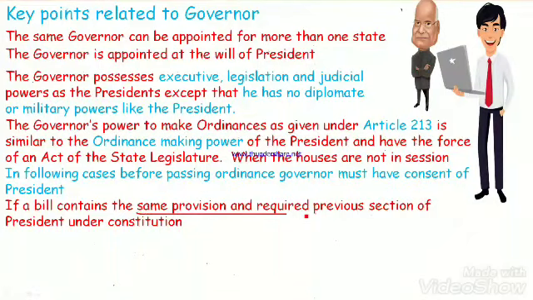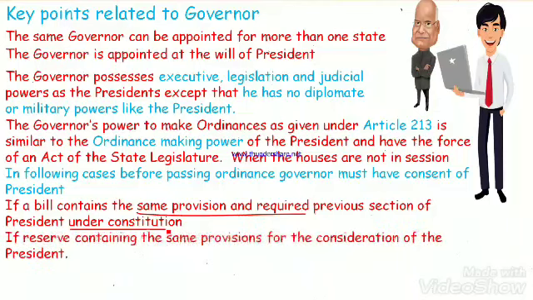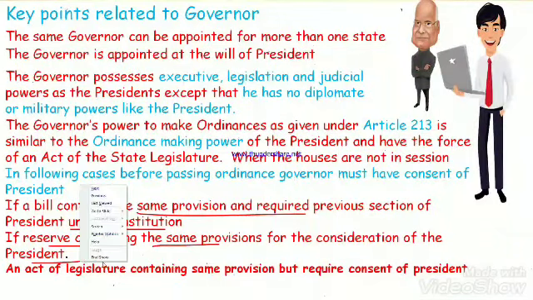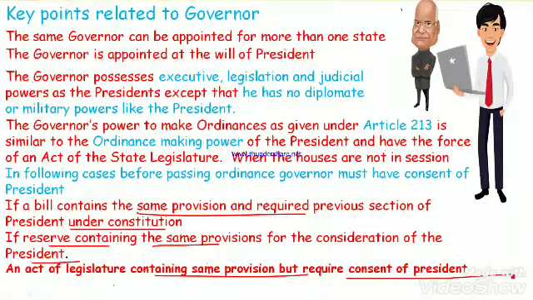If a bill contains a provision requiring the previous sanction of the president under the Constitution, meaning that if the consent of the president is necessary, you have to contact the president. If some permission is reserved for the consideration of the president, then the consent of the president is necessary. The third one is an act of legislature containing a provision that requires the consent of the president.